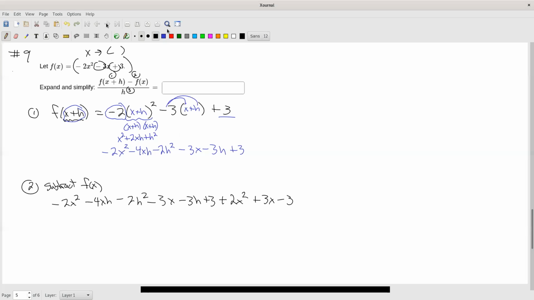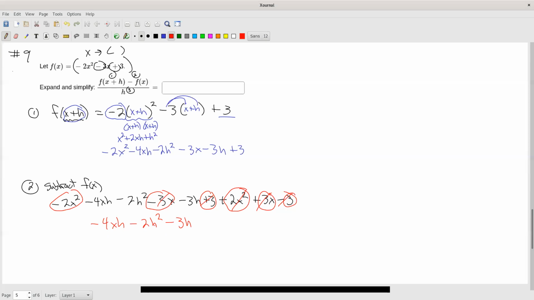Ooh, that's beautiful, right? I got a +3 here and a -3 there. So those are gone. I have a -3x here and a +3x there. So those are gone. And this -2x squared and this +2x squared are now gone. What's left? We have a -4xh. We have a -2h squared and a -3h.